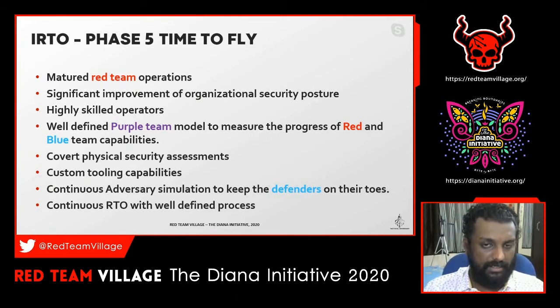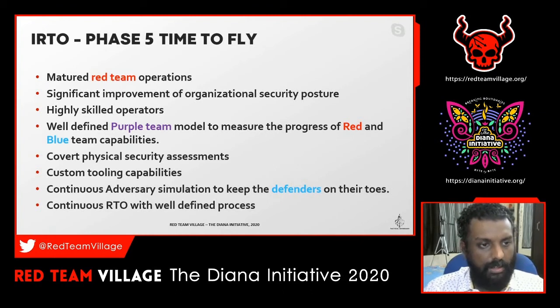Highly skilled operators: by the time you reach phase five, you should also reach a level where your operators are highly skilled in different adversarial simulation and teaming activities. Next point, a well-defined purple team model to measure the progress of red team and blue team capabilities. Again, this would help the management understand the gaps in the organization's security posture. What are the activities done by the red team? What are the activities done by the blue team? What new weaknesses were uncovered by the teams, and what is the actual coverage for the blue team? There should be a very mature set of metrics, let's say a matrix, to measure the progress of each team and their accompanying exercises. It should be there by the time we reach phase five.